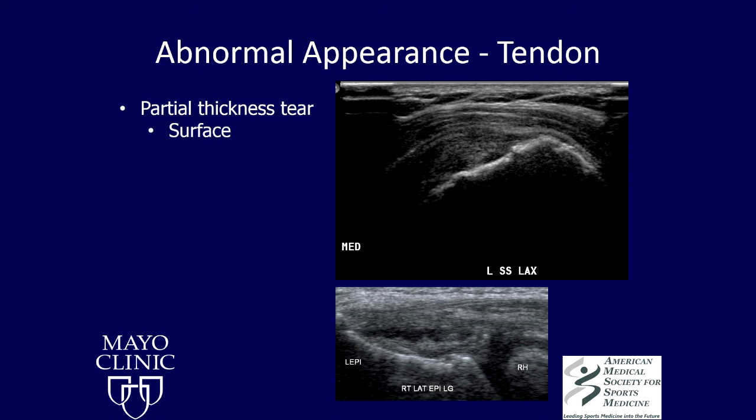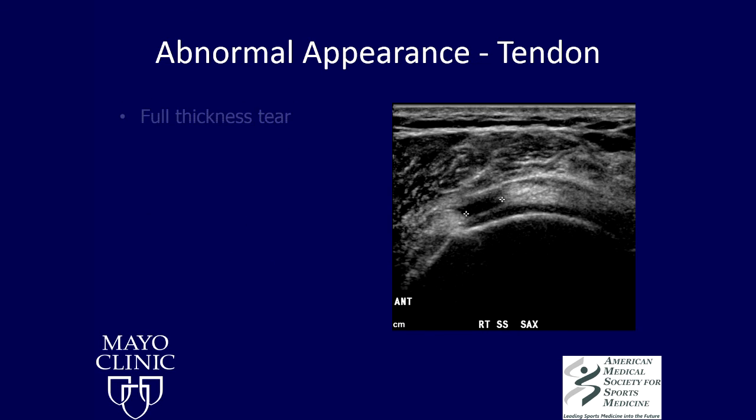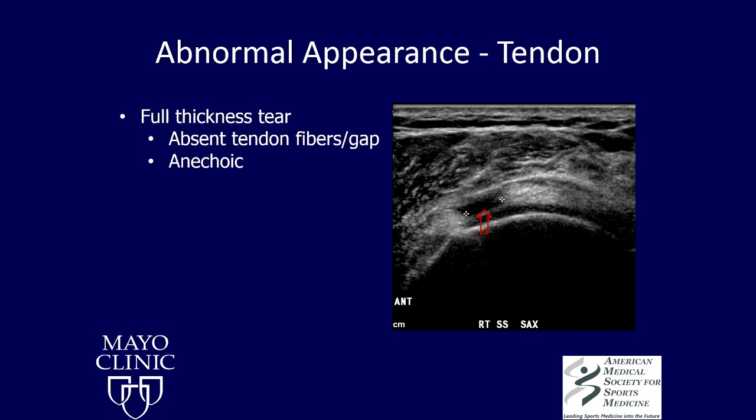Tears can be partial thickness, and that can be on the surface of the tendon or on the deep surface of the tendon or in the mid-substance of the tendon. And it's going to be a partial fiber disruption. In that area, you'll have typically an anechoic cleft or defect. You'll often have volume loss. Whereas a full thickness tear, you're going to have complete absence of the tendon fibers with a gap in the area. So here is a full thickness tear of the supraspinatus in one focal region.